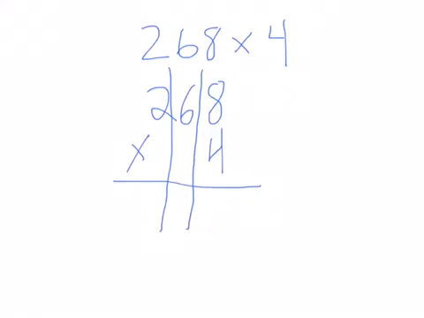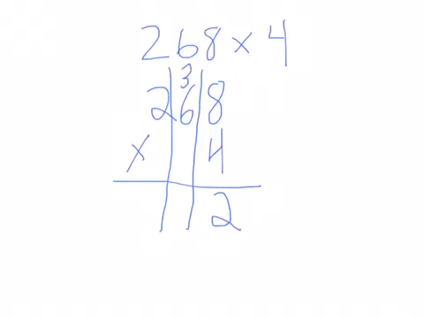Katie. 20. Ask somebody else. Jack. 32. 32. Yes. 8 times 4 is 32. Everyone say that. 8 times 4 is 32. So what are you going to do now, Ben? Put the 2 in the 1's place, and the 3 above the 6.